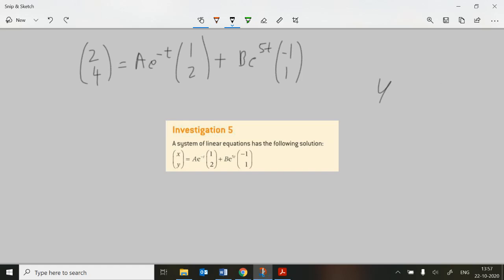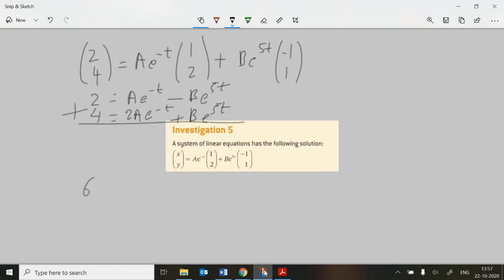We've chosen that. Now, if we turn these into two equations, we're obviously going to get 2 equals a e to the minus t plus b e to the 5t. And that's not a plus, is it? That's a minus. Sorry, minus b e to the 5t. And then the second line gives us 4 equals 2a e to the minus t, plus, in this case, b e to the 5t. Now if we add those two equations together, we're going to get 6 equals 3a e to the minus t.